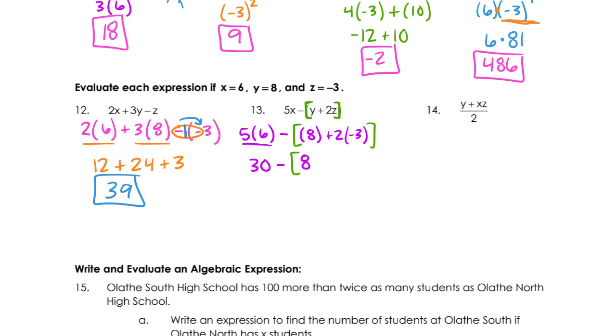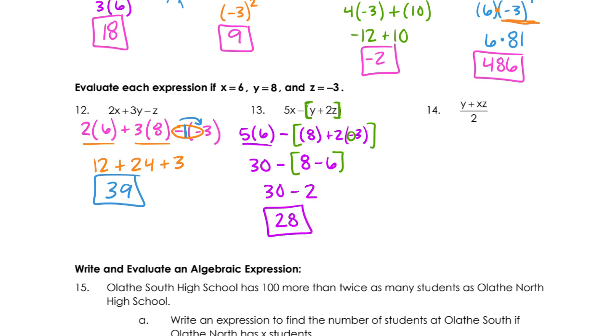So I get negative 6 here, so then that ends up being minus 6 there because of this negative right here. And then after that, I have 30 minus 8 minus 6 is 2, and at that point I can drop those brackets. So then my final answer here would end up being 28.